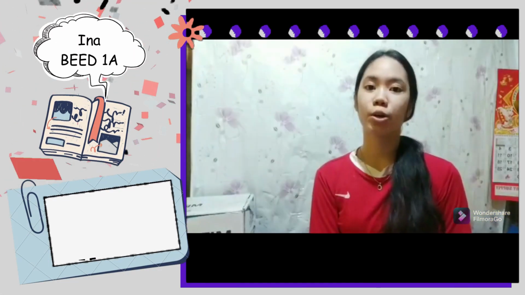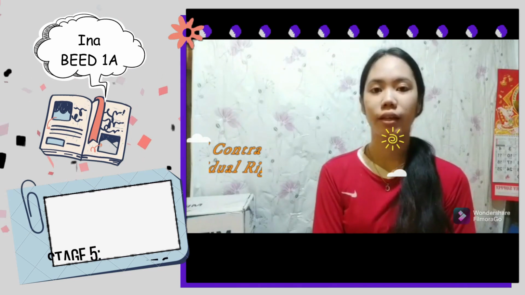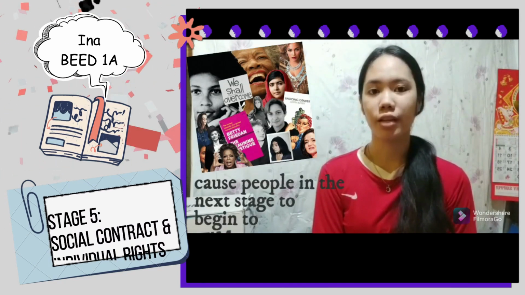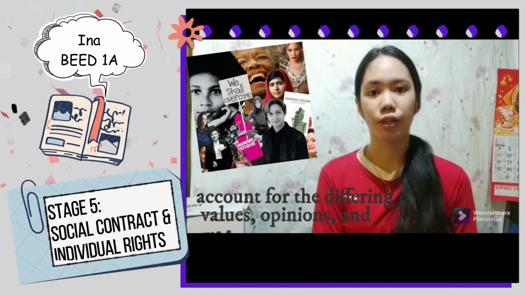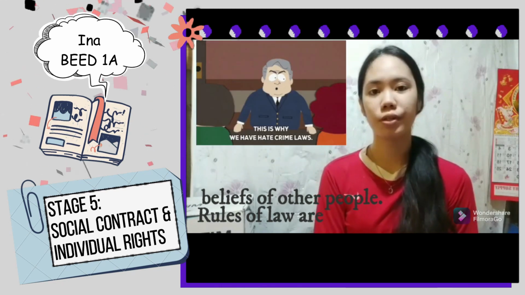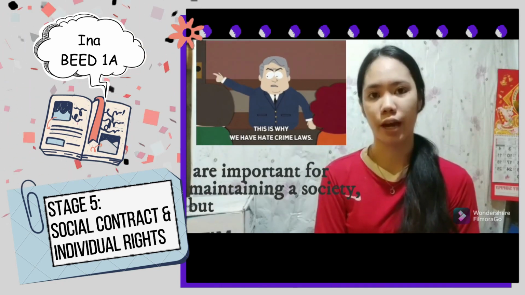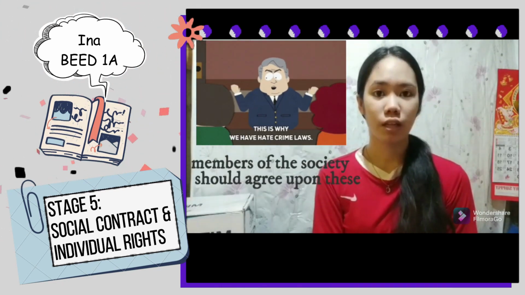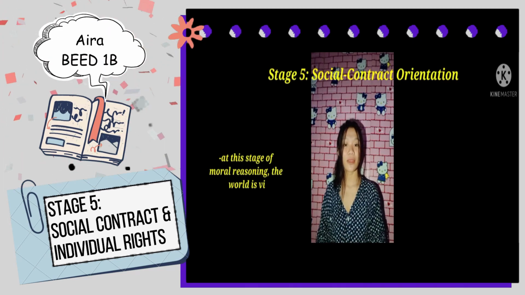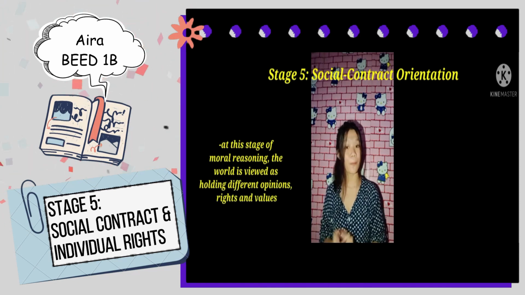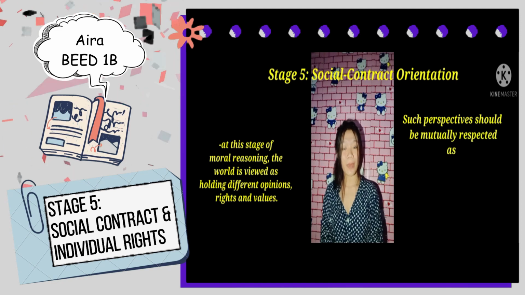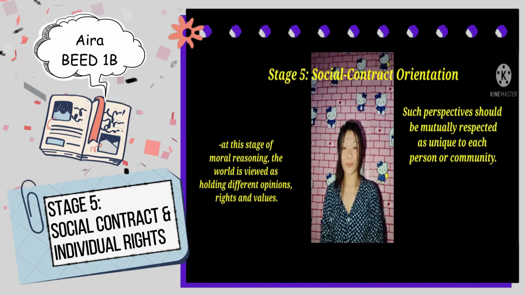Stage 5. Social contract and individual rights. The ideas of a social contract and individual rights cause people in the next stage to begin to account for the differing values, opinions, and beliefs of other people. Rules of law are important for maintaining a society, but members of the society should agree upon these standards. At this stage of moral reasoning, the world is viewed as holding different opinions, rights, and values. Such perspectives should be mutually respected as unique to each person or community.